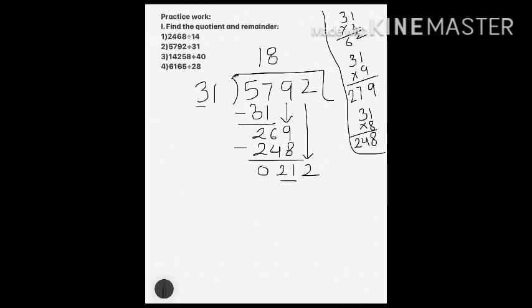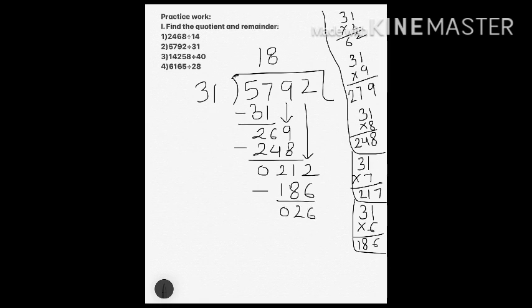Now look at 3 and look at 21. What trial quotient are you getting? 7. 3 7s are 21. That means what I should do? I should multiply 31 with 7. Let's try it. 7 1s are 7 and 7 3s are 21. So this is 217. It's a bigger number, no? So I'll just go one step down. 31 6s are 186. When I subtract 186 from here, I'll get 0, 2, 6. Is it clear? And I will write the quotient here 6.